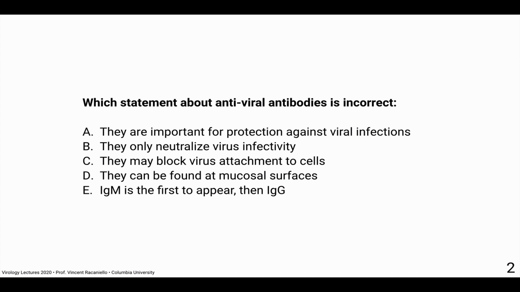Our next question, which statement about antiviral antibodies is wrong? A, they are important for protection against viral infections. B, they only neutralize virus infectivity. C, they may block virus attachment to cells. D, they can be found at mucosal surfaces. E, IgM is the first to appear, and then IgG, which is wrong.